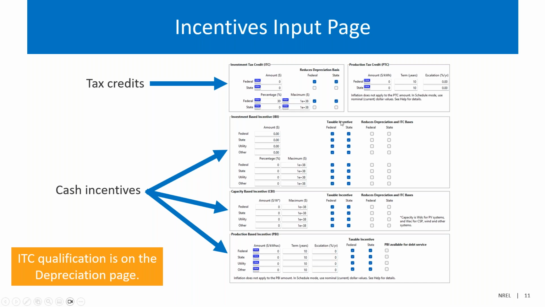And then you have a column of checkboxes to determine whether the cash payment is taxable or not for federal and state tax. And then for the IBI and CBI, you have checkboxes to determine whether the incentive reduces the basis used to calculate depreciation in ITC. And then finally, for the PBI, there's checkboxes here to determine whether the cash payment can be used to service debt.